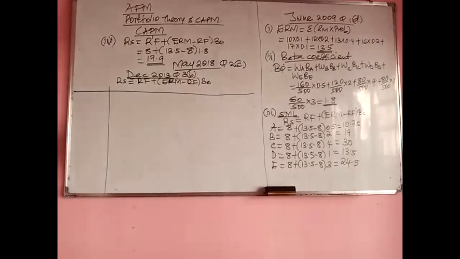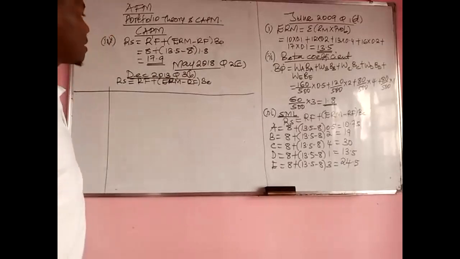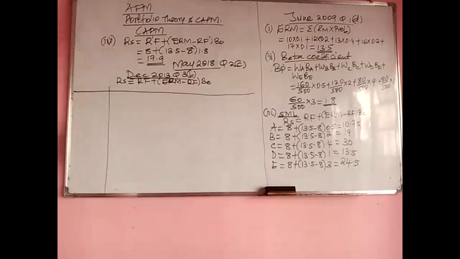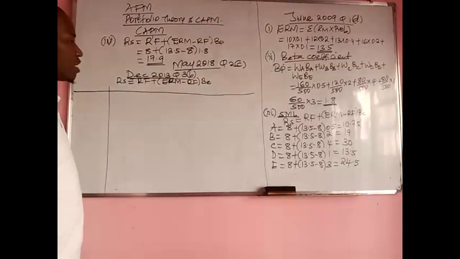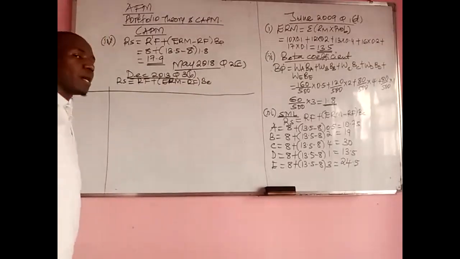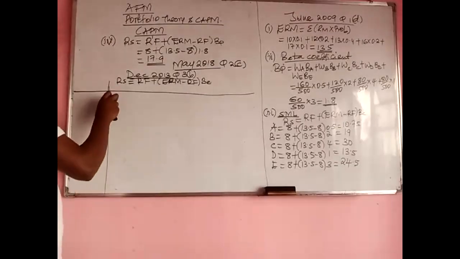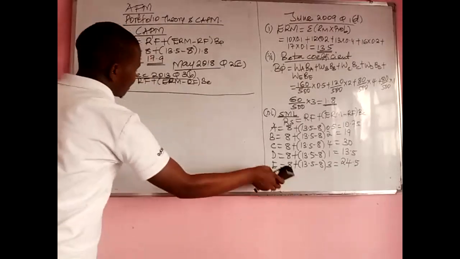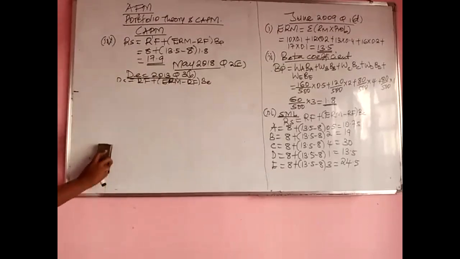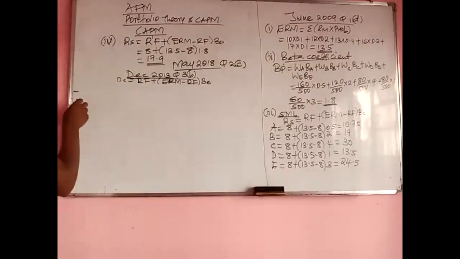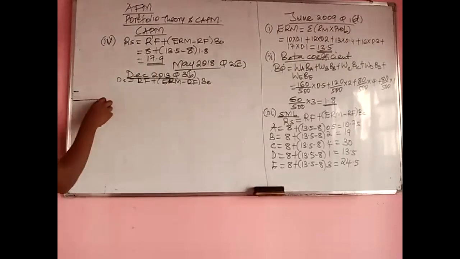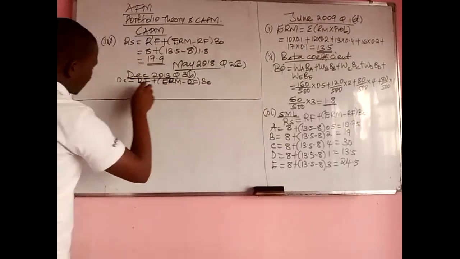And when you look at the beta, we've been given the correlation coefficient, meaning that I will get the beta by getting the correlation coefficient of the security and market, multiplied by the standard deviation of the security, divided by the standard deviation of the market. So this is what I'm saying here. We will have the project here.